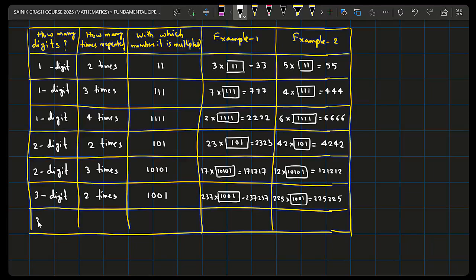Next question is, if you want to repeat any 3-digit number three times, with which number are we going to multiply? For example, I have 468. I should multiply by which number so that the result is 468, 468, 468? Who will tell me the answer?